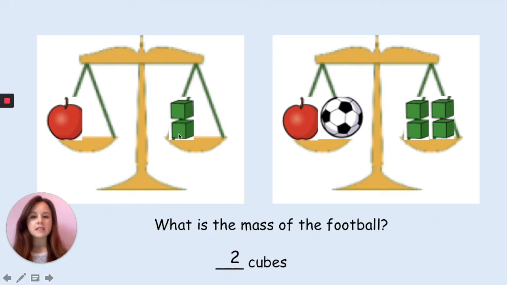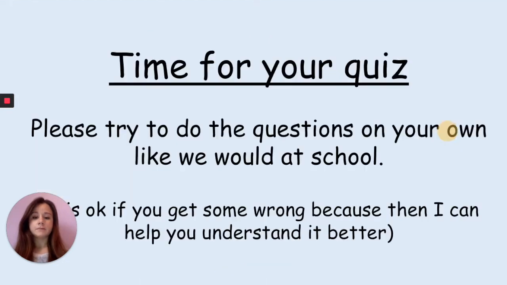So we already know that the apple weighs 2 cubes. And we know that when the apple and the football are together, they weigh 4 cubes. So if we have 4, because we have 4 now, and we take away 2 from the apple, 1, 2, we have 2 left. That means that the apple is 2 cubes and the football is 2 cubes.